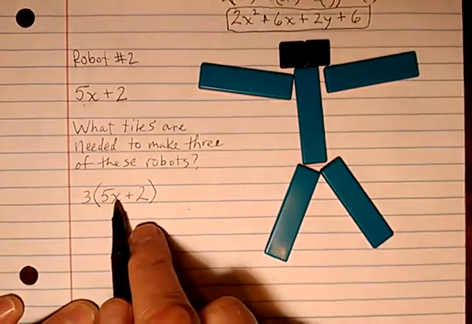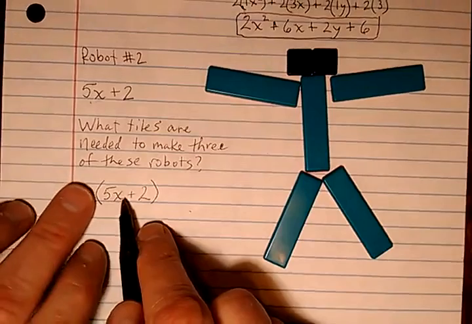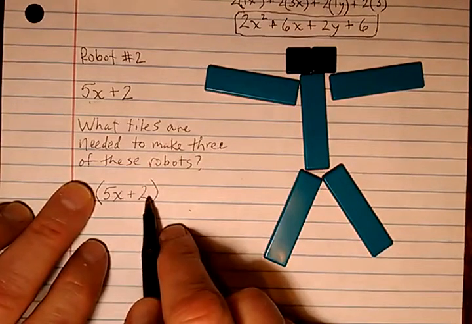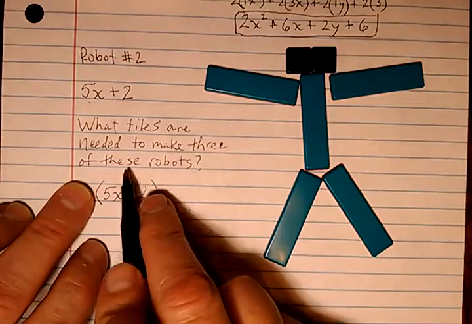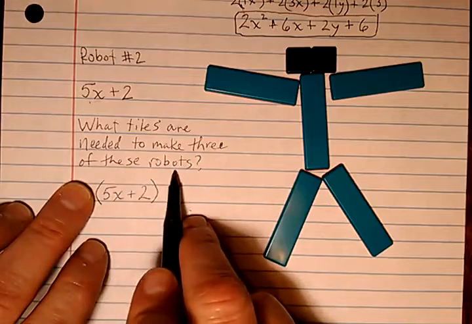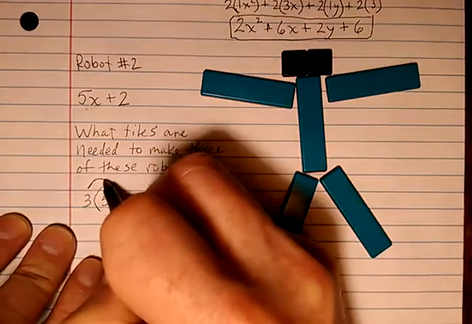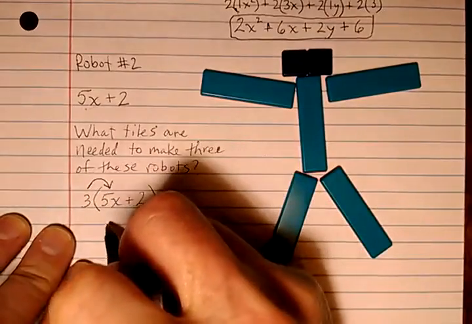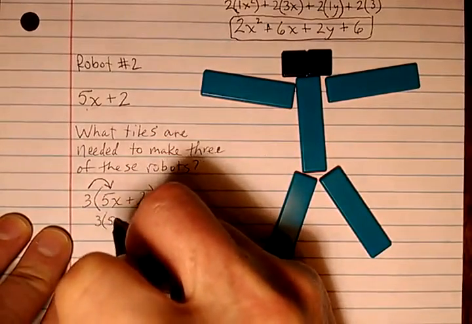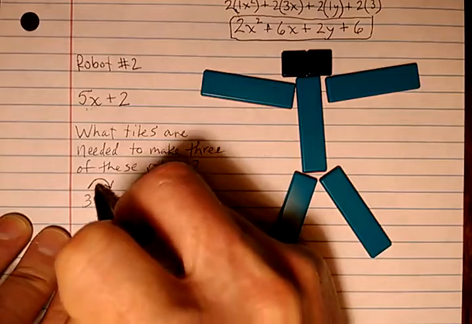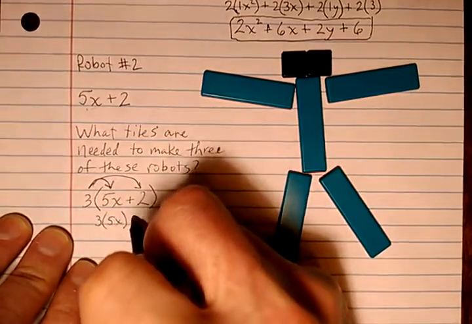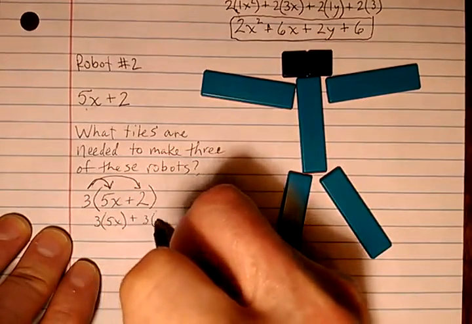Okay, in the parentheses, I've got my expression that shows me the tiles needed for one robot. But since I'm going to make 3 of these robots, I need to multiply times 3 and figure it out. 3 multiplies times 5x, so 3 times 5x. And 3 also multiplies times 2, so I'm adding 3 times 2.